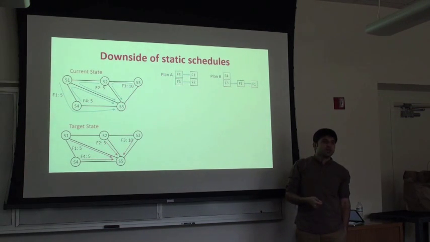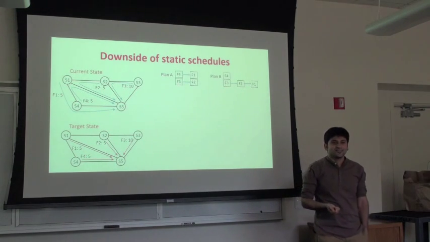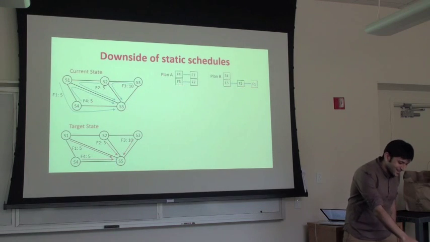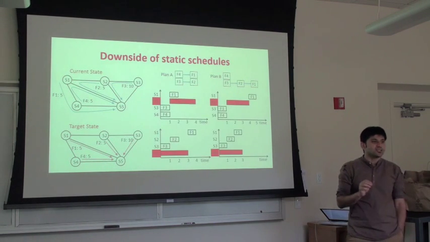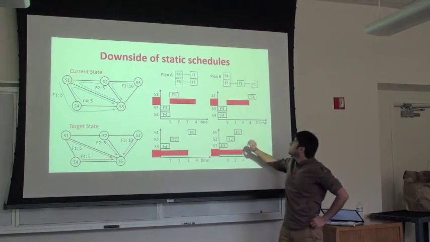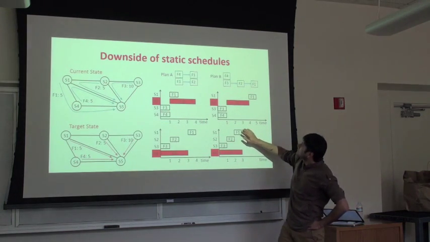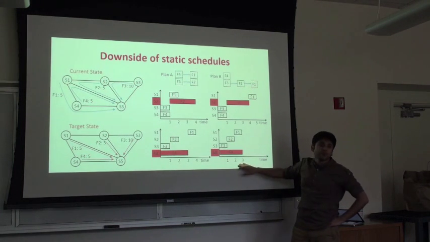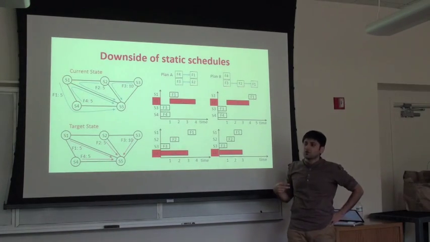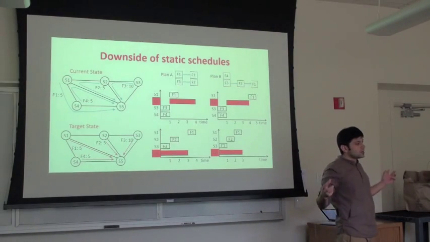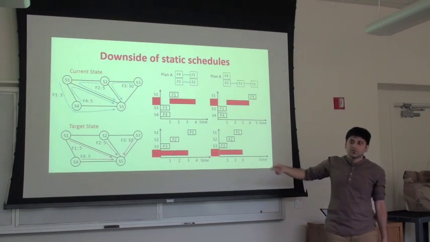So, trick question, which plan is faster? I already gave it away, it's a trick question, right? Depending on the switch that is a straggler, if S2 was having a bad day, this will be faster. If instead S4 was having a bad day, this will be faster. So it all depends on the switch. This is the problem with static schedules. If you don't know ahead of time which switch is going to fail to update or take too long to update, you basically don't know.